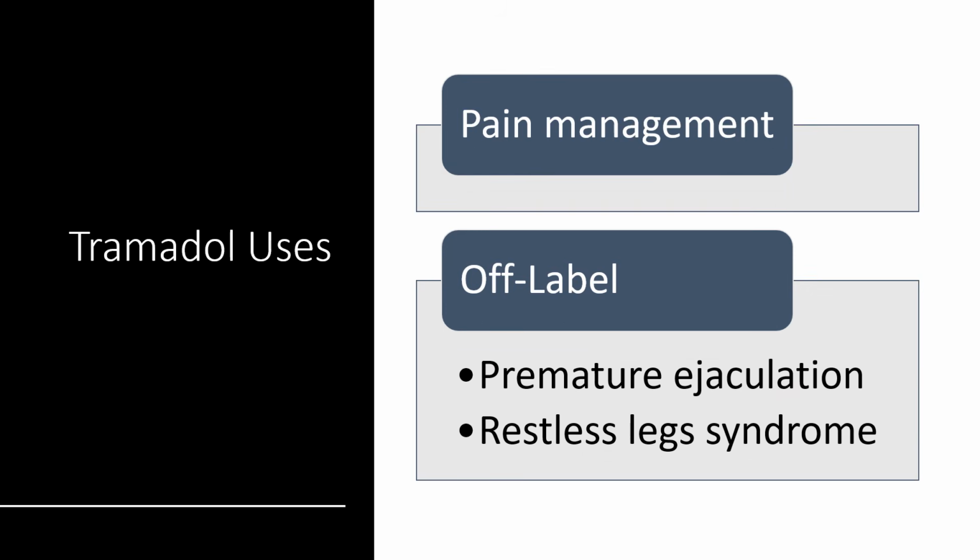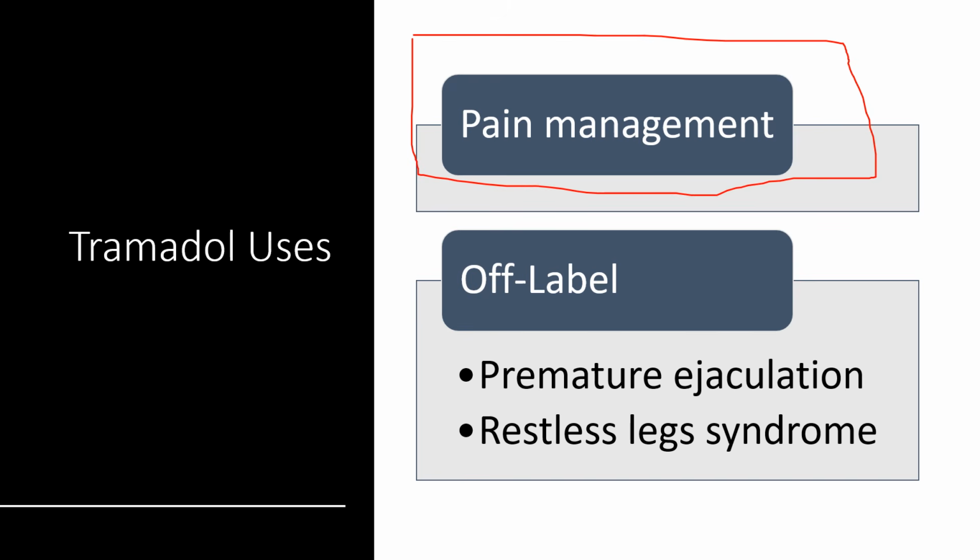Uses. The most common use is pain management. We see it used for acute pain and chronic pain. When used short term for pain management, most people do really well, especially if they taper their dose as the pain is decreasing. Usually not many issues. Off-label, it's been studied for premature ejaculation and restless leg syndrome. Very small amount is used for those, but it has been studied for those other uses as well.